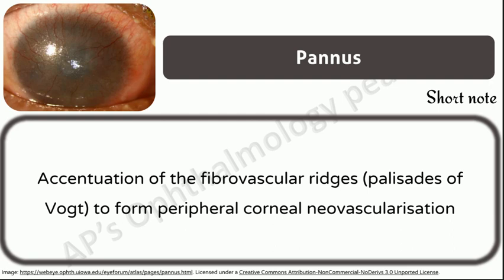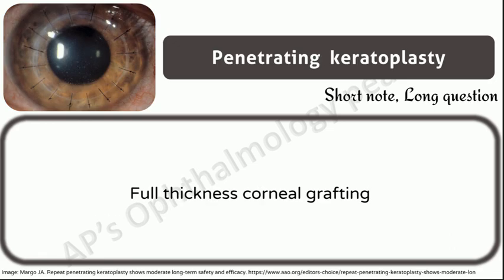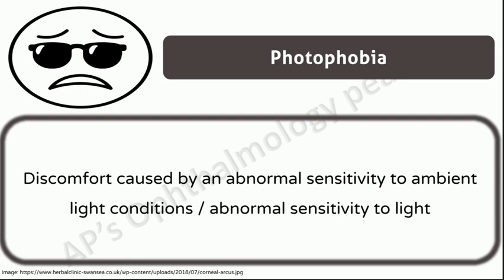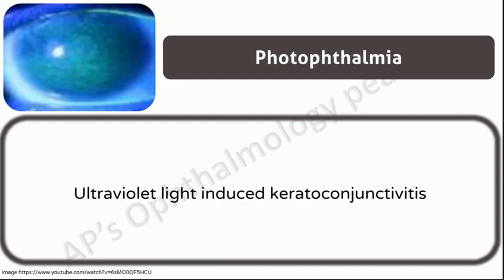Pannus, accentuation of the fibrovascular ridges at the limbus to form peripheral corneal neovascularization. Penetrating keratoplasty, full thickness corneal grafting. Photophobia, discomfort caused by an abnormal sensitivity to ambient light conditions. If you find this difficult, you can simply say abnormal sensitivity to light. Photophthalmia, ultraviolet light induced keratoconjunctivitis.